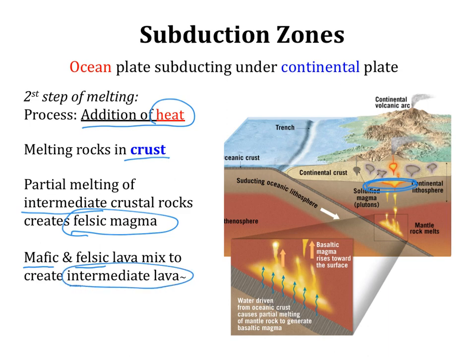Now we have intermediate magma rising up through intermediate crust. So now the magma is less dense than the rock, and it can rise up and get to the surface. So the volcanoes that we find here are made of intermediate magma because of that mixing.